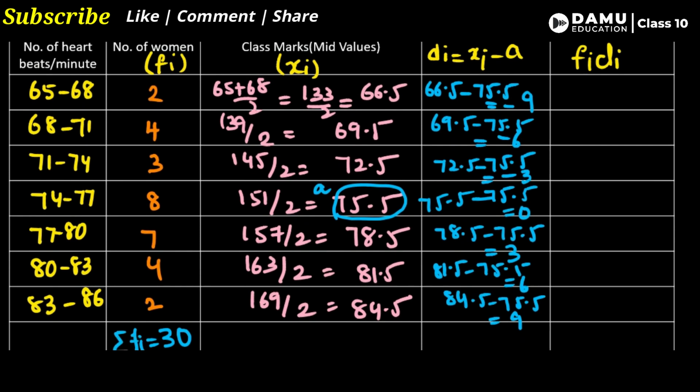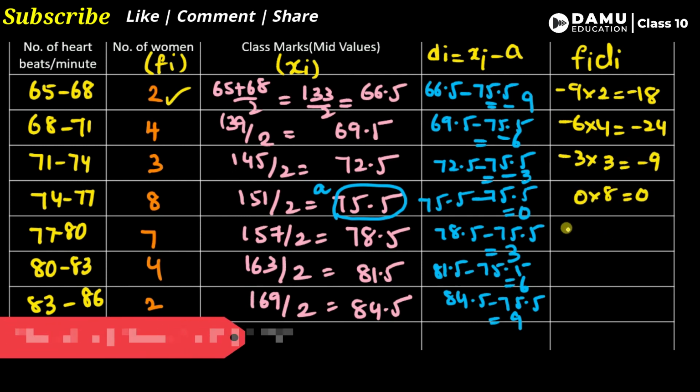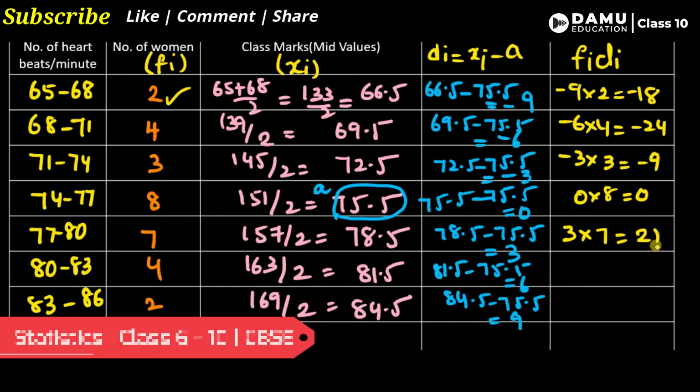Let's move on to the next one, the product of fi di. So what is fi di? Here the di value minus 9 into fi, which is 2, so we will get minus 18. Like that, minus 6 into 4 is minus 24. Then minus 3 into 3 we will get minus 9. 0 into 8 is 0. Then 3 into 7 is 21. 6 into 4 is 24. 9 into 2, what will we get? 18. So these are the fi di values.